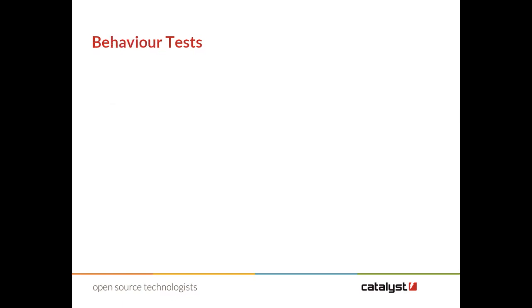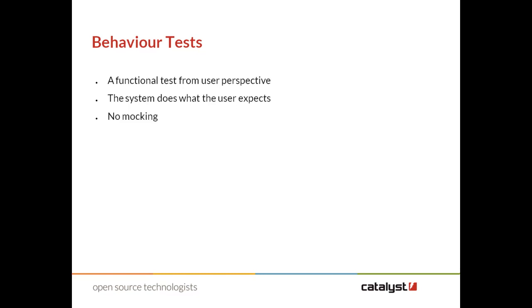A behavior test is very similar to a functional test, but this time we are going to ensure that the system does what the user expects. There is no mocking at this stage because we want to simulate the interaction of the user with the complete system. Now, the interesting thing, if you start your development by writing behavior tests before writing code, then welcome to behavior-driven development, or BDD. In Moodle, we are going to write gherkins and use Behat.